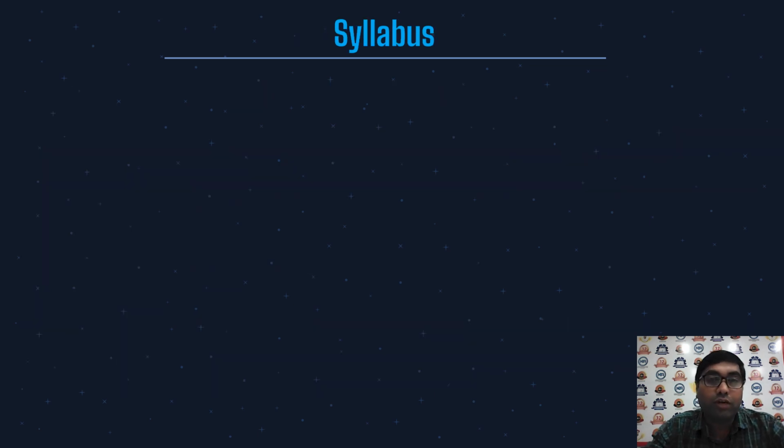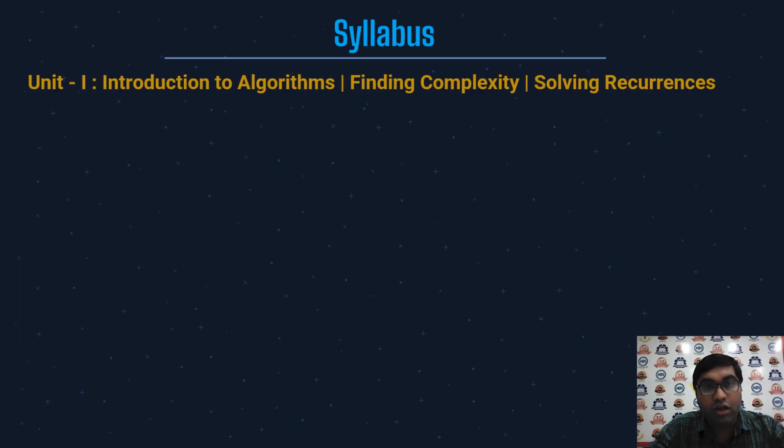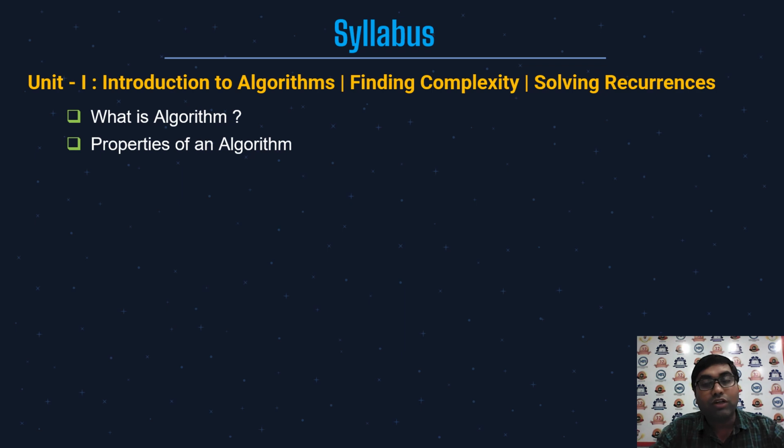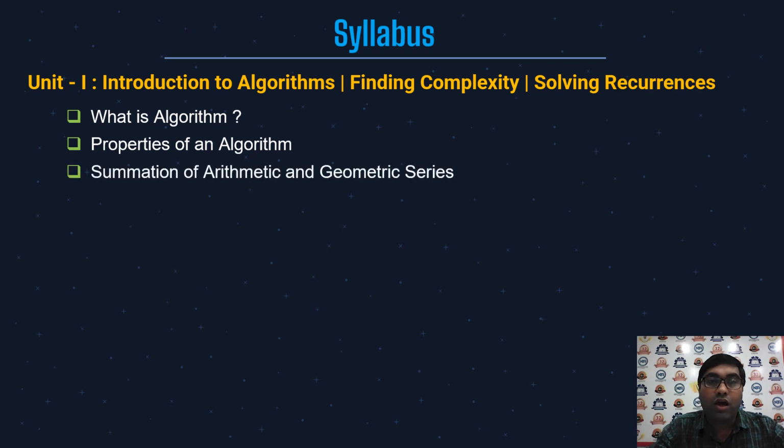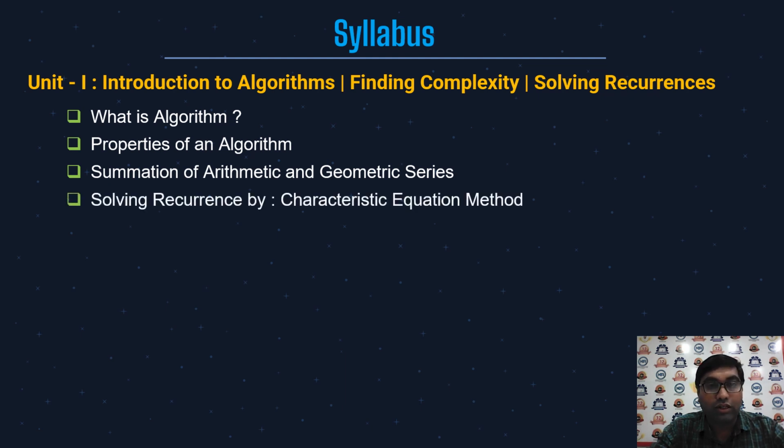Then we have to study the syllabus for this particular subject. The entire syllabus is divided into 5 units. Unit 1 is regarding the introduction to algorithms, finding the complexity and solving the recurrences. So very first, here we have to study what exactly an algorithm is. Second, what are the various properties of an algorithm? Then we have to study the mathematical concept regarding the summation of arithmetic and geometric series.